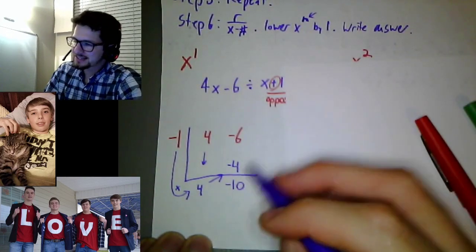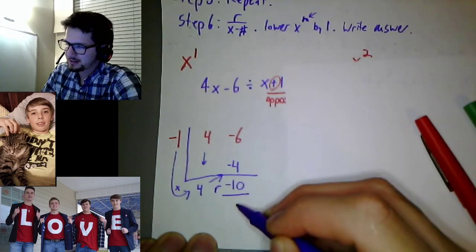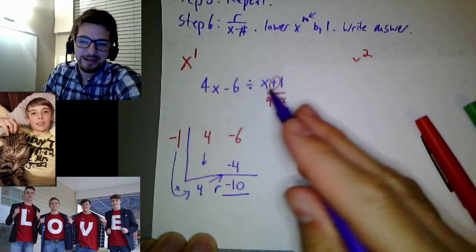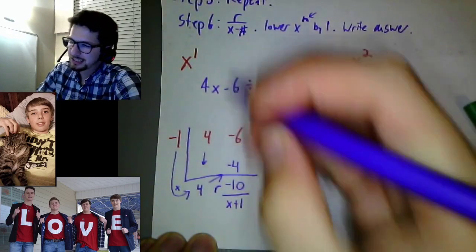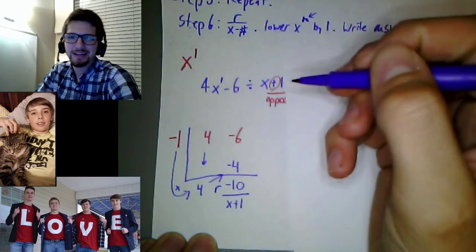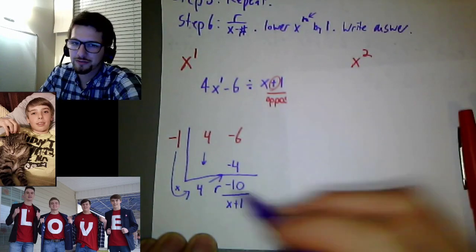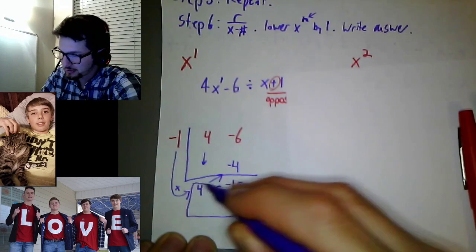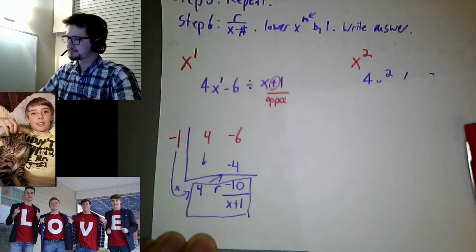So step 6 says set my remainder, my last number, over my x minus number. That was x plus 1. Lower my x to the exponent value. That was x to the 1. If I lower that by 1, that's x to the 0, so there's no x's left. So it's just 4. So my answer is just plain old 4 remainder negative 10 over x plus 1.